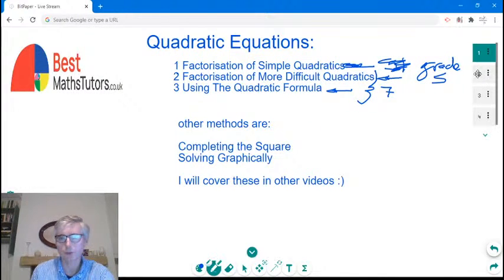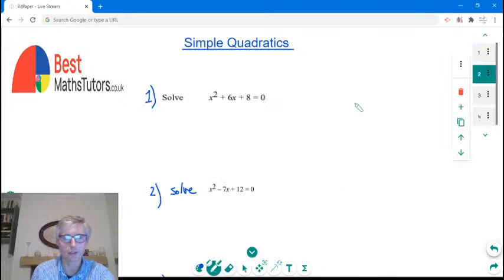So moving on, then I'm going to look at the simple quadratic equations. I've got two examples here, and hopefully I'm going to increase in terms of difficulty as I go through. This is the most basic one, and when it says solving a quadratic, the first thing that we need to do is factorise it, which means put it into two brackets. So we're going to factorise.